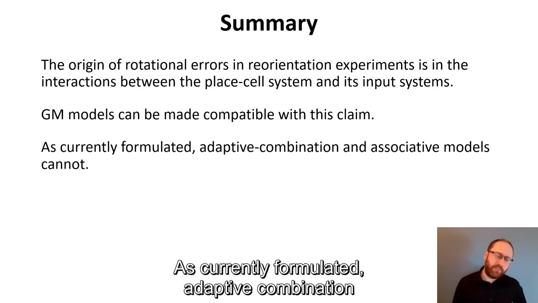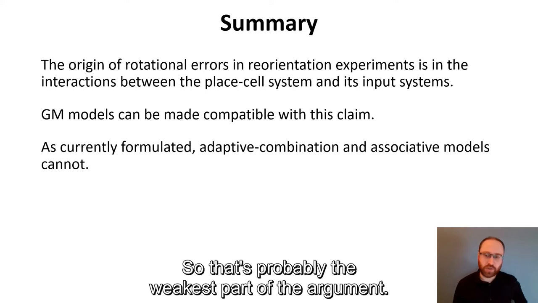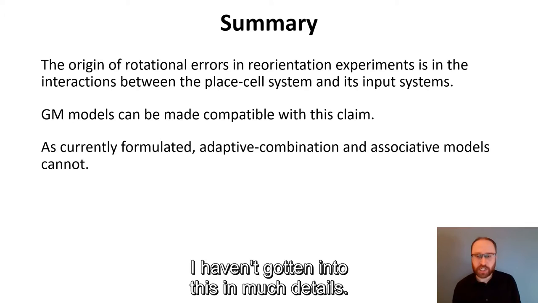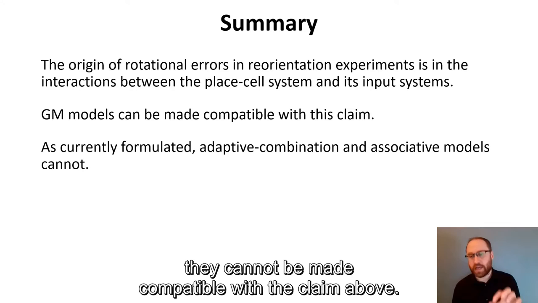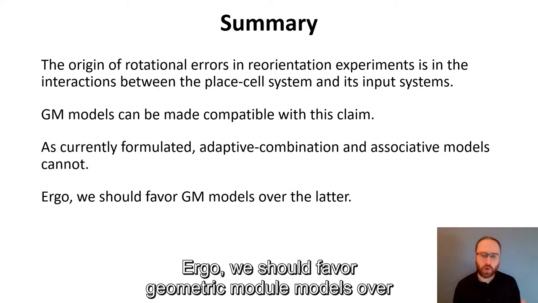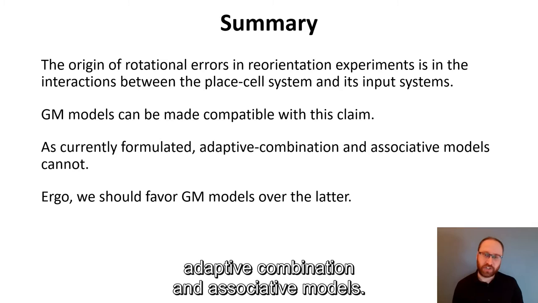As currently formulated, adaptive combination and associative models cannot. So that's probably the weakest part of the argument. I haven't gotten into this in much detail, but I've tried to suggest that because they focus on decision-making systems, they can't be made compatible with this claim. So ergo, we should favor geometric module models over adaptive combination and associative models. So that's it. Thanks for watching.